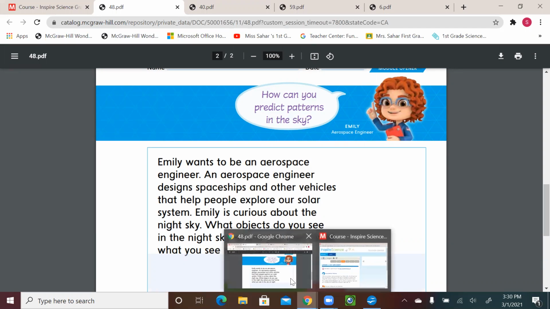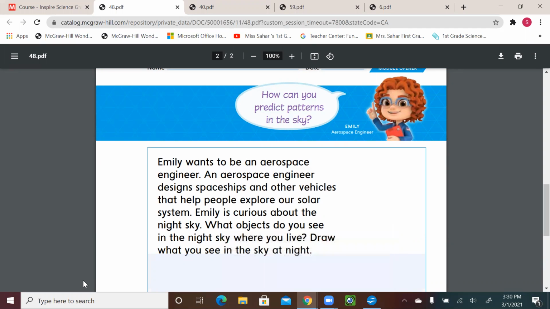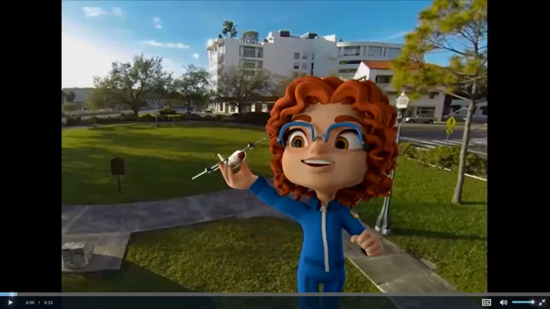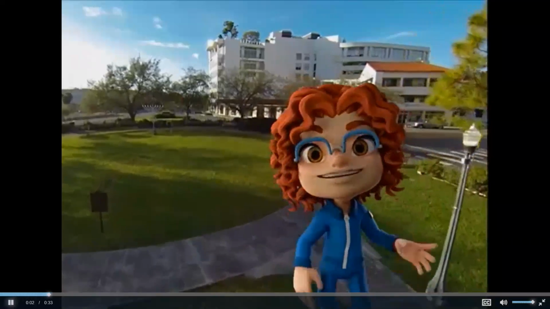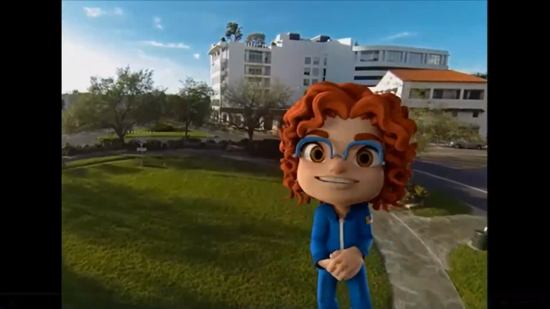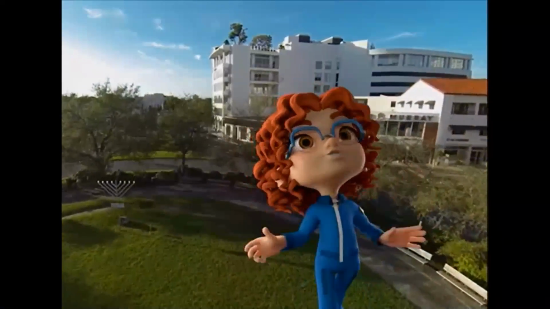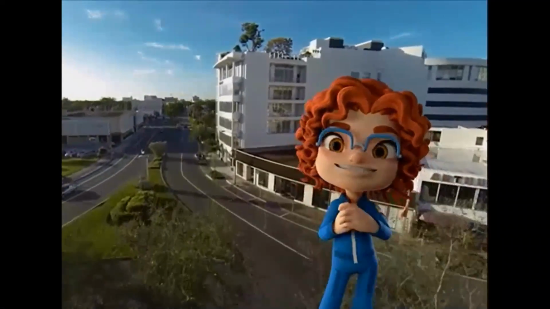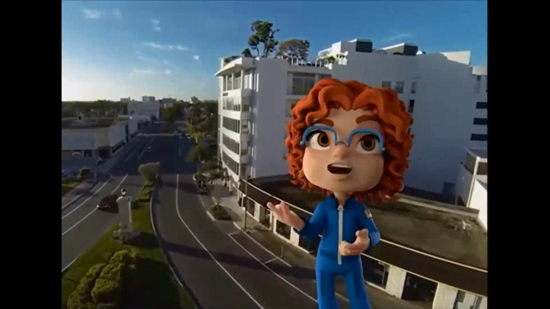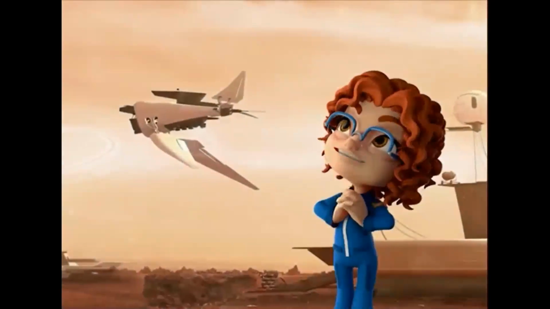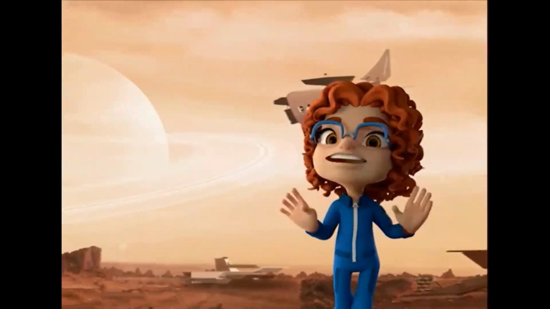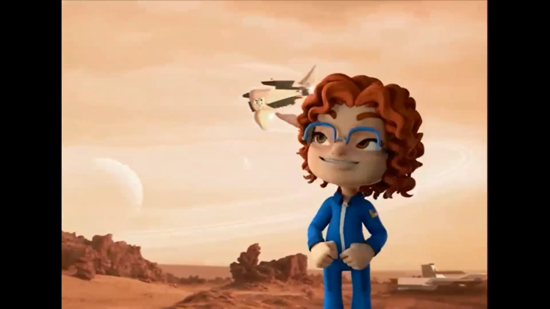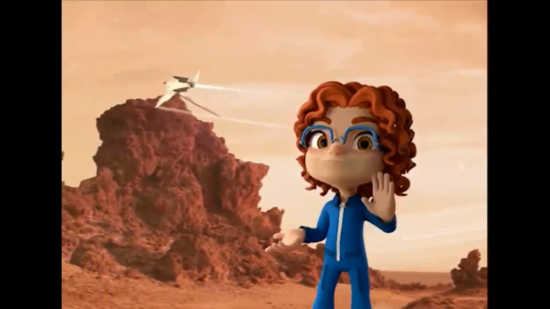Hi, I'm Emily. Do you ever wonder how things like airplanes, bugs, and birds fly? Well, I do. Someday, I hope to be an aerospace engineer. Aerospace engineers design, build, and test things like airplanes, helicopters, rockets, and spacecraft. My dream? To work with other engineers to build a spacecraft that takes the first person to Mars. Maybe someday you'll be on my team. See you soon.